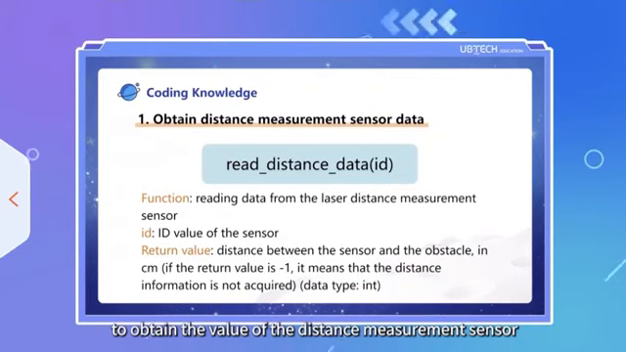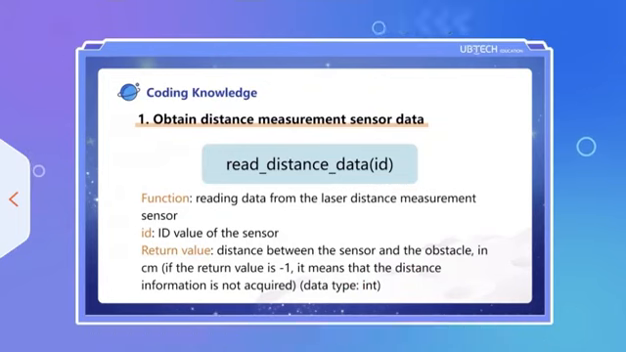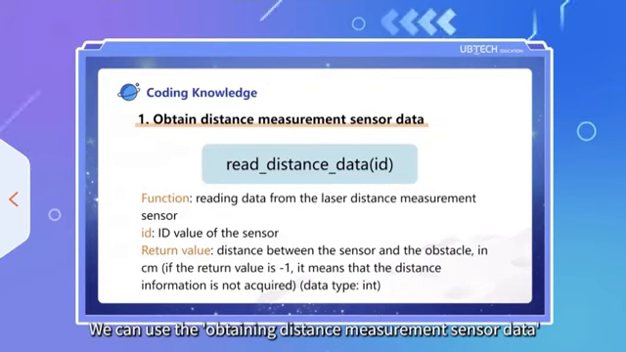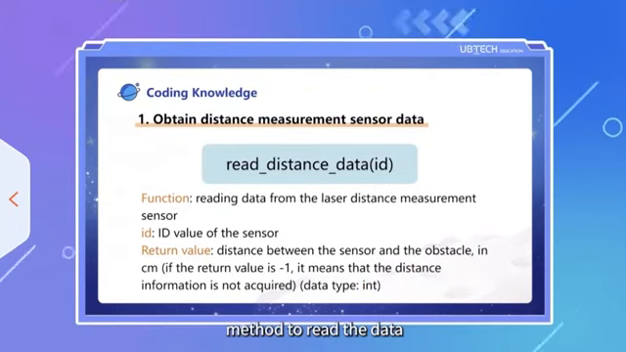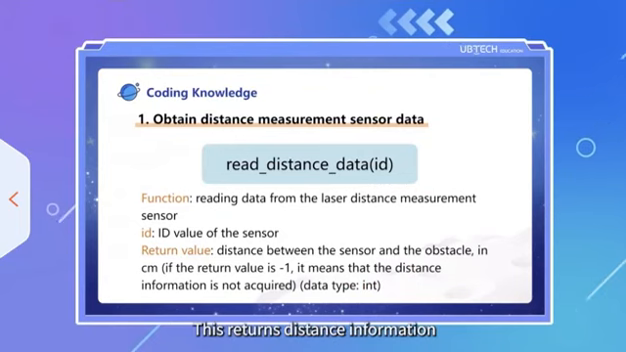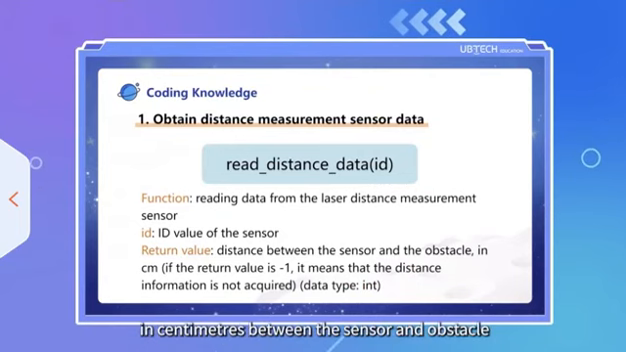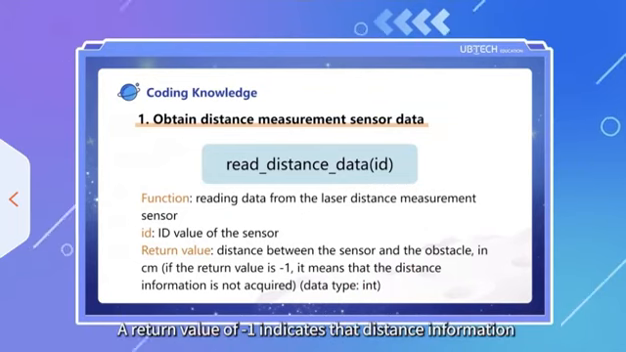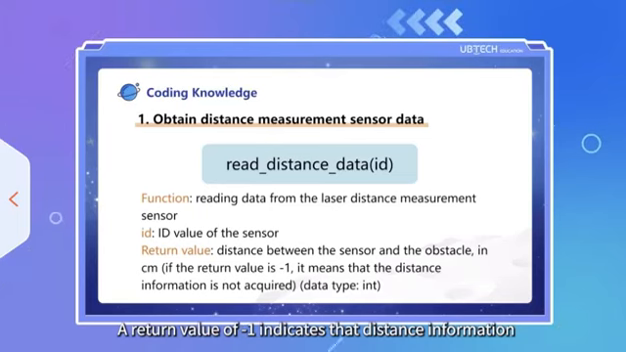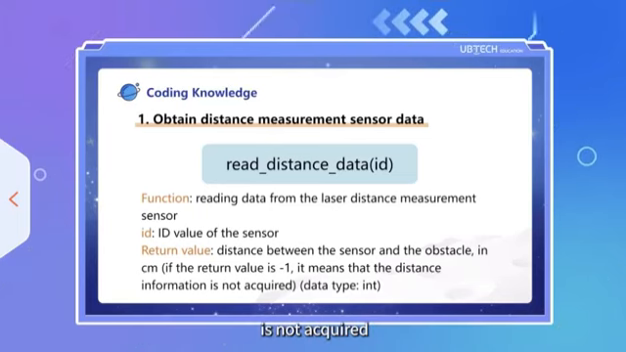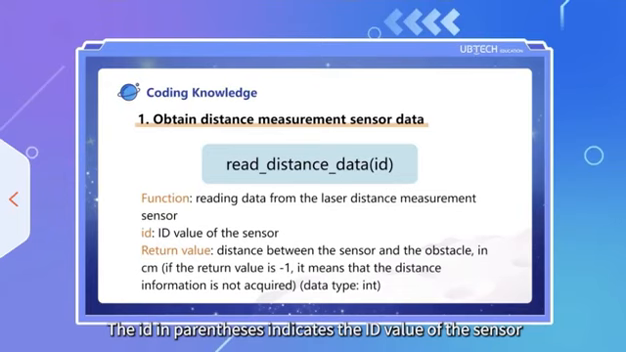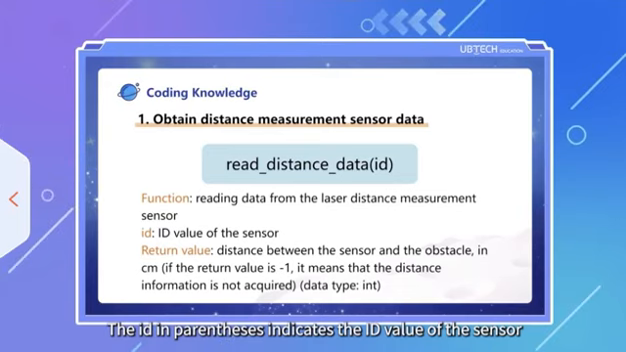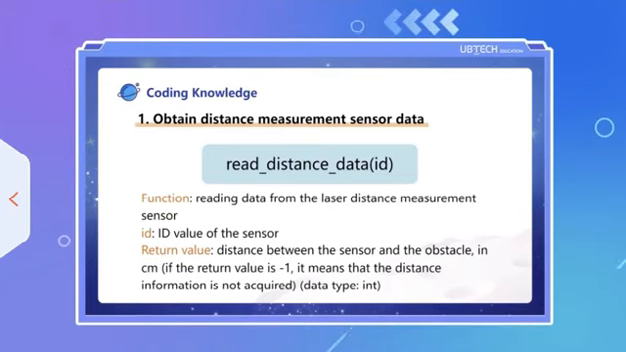Do you know how to obtain the value of the distance measurement sensor? We can use the obtaining distance measurement sensor data method to read the data. This returns distance information in centimeters between the sensor and obstacle, with a value type of int. A return value of -1 indicates that distance information is not acquired. The ID in parentheses indicates the ID value of the sensor.